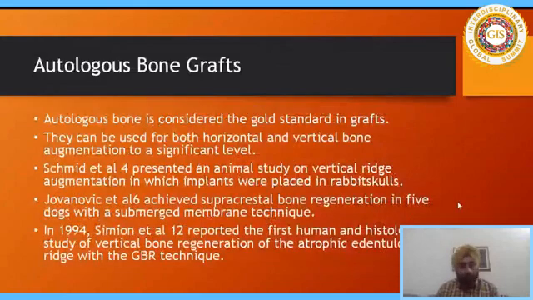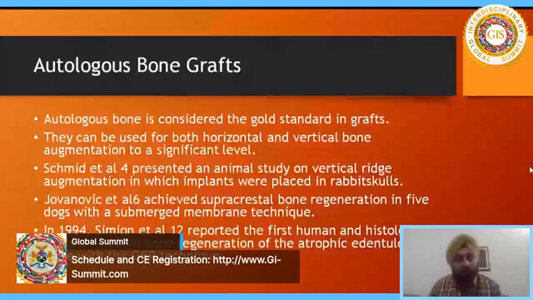Coming to autologous bone grafts again, these are the gold standard in bone grafts. They can be used for both horizontal and vertical bone augmentation to a significant level. Schmidt et al. presented an animal study on vertical ridge augmentation in which implants were placed in rabbit skulls. Jovanovic et al. achieved supracrestal bone regeneration in 5 dogs with submerged membrane technique. In 1994, Simion et al. reported the first human and histologic study of vertical bone regeneration of the atrophic edentulous ridge with GBR techniques.